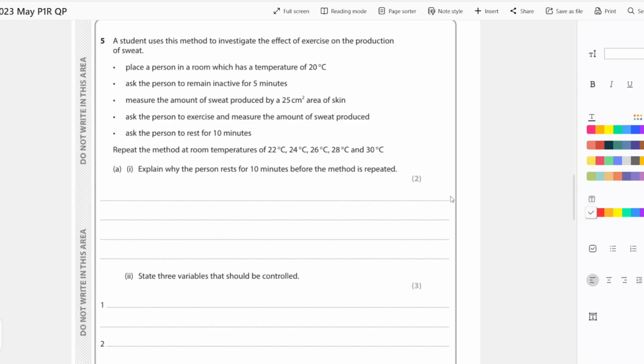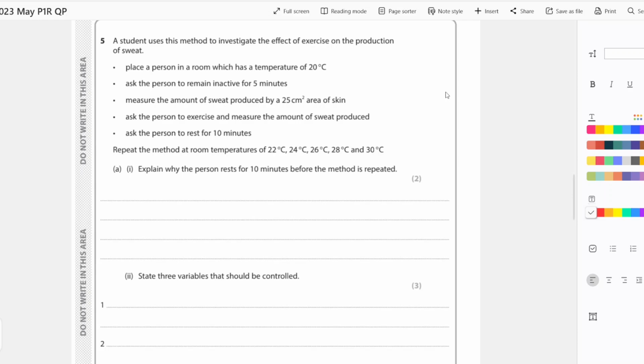Place a person in the room which has a temperature of 20 degrees, ask the person to remain inactive for 5 minutes, then measure the amount of sweat produced by a person by a 25 cm cube area of skin. Ask the person to exercise and measure the amount of sweat produced, then let them rest. Okay, so this is done in different temperatures. And then part A1, it says, explain why the person rests for 10 minutes before the method is repeated.